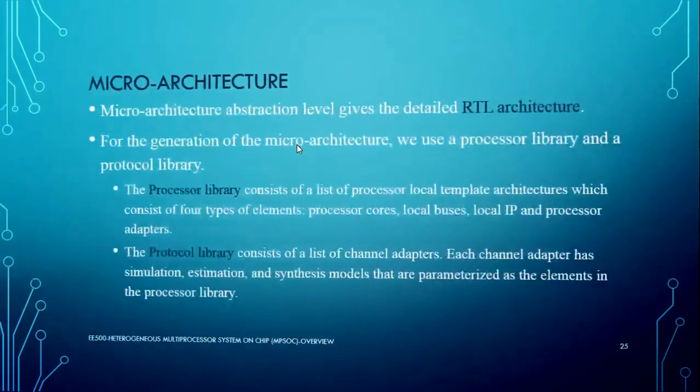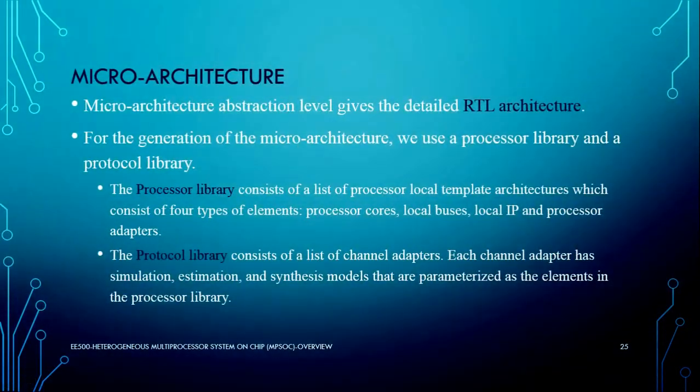What is a microarchitecture? The microarchitecture abstraction level gives the detailed RTL architecture. How do we get this detailed architecture? With the help of some libraries. There are two types of libraries: the processor library and the protocol library. The processor library consists of a list of processors which have local template architectures, or local templates, to build an architecture, that is processor cores, local buses, local IPs, processor adapters, while a protocol library is a list of channel adapters, or basically the types of communication protocol followed between the two types of components.